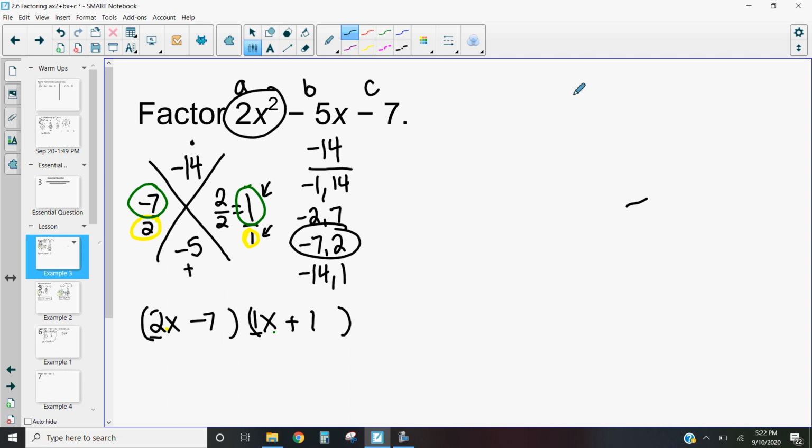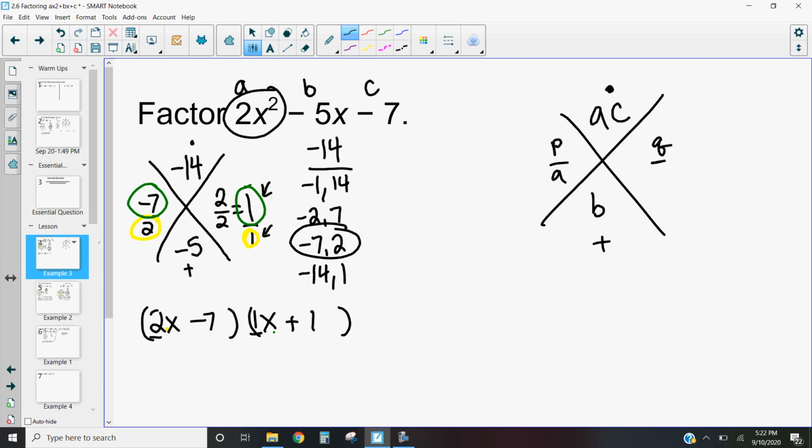And remember, the x method that we're doing in this problem is going to be a times c. We need something that multiplies to a times c and adds to b, and whatever those things are, we have to remember to divide them by a and simplify those fractions. And that is how we're going to factor when we have a trinomial with a coefficient in front of a, or in front of our x squared.